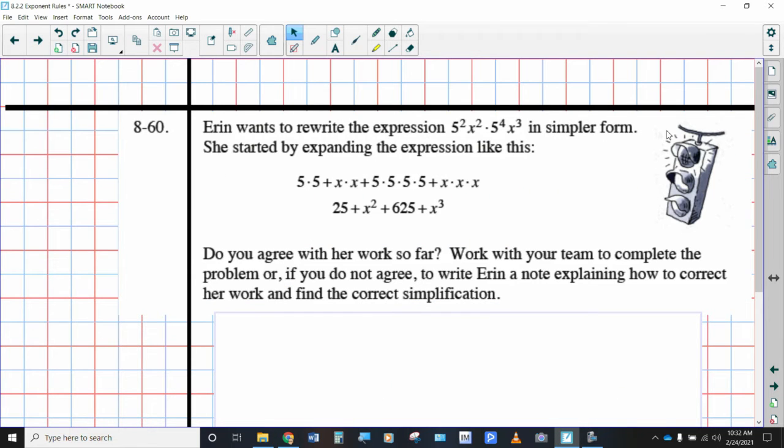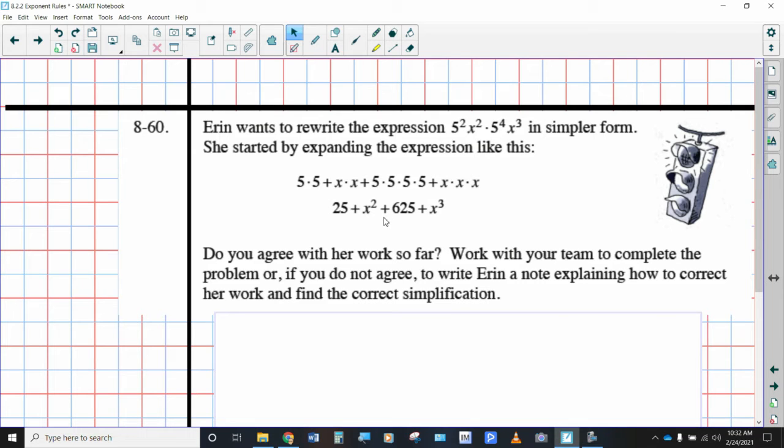All right, so here's a stoplight problem, meaning that we have a common mistake that is made with students. Aaron wants to rewrite the expression 5 squared x squared times 5 to the fourth x to the third in simpler form. This is how she expands it out. She writes 5 times 5 plus x times x plus 5 times 5 times 5 times 5 plus x times x times x. So she writes this as an addition problem instead of as a multiplication problem.